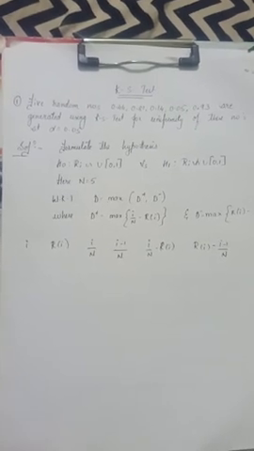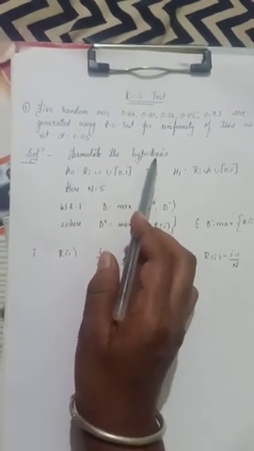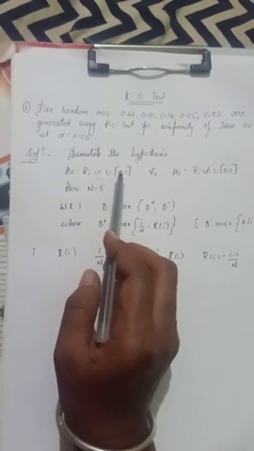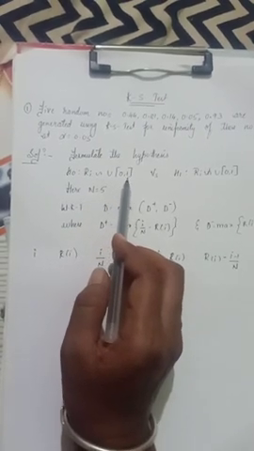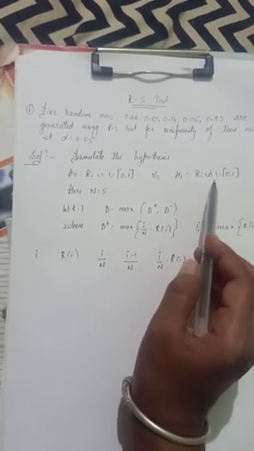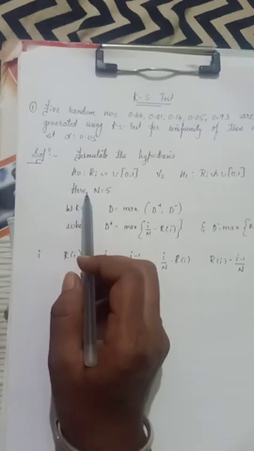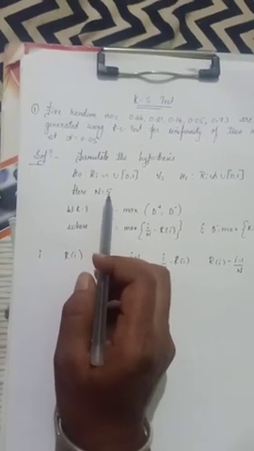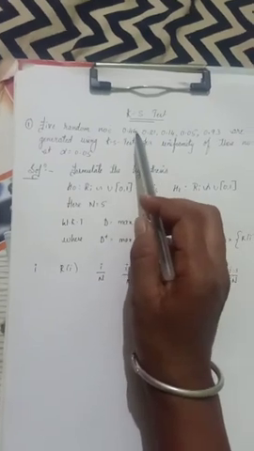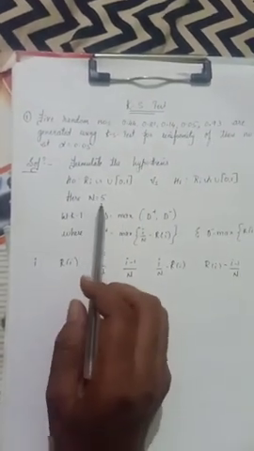So the first step is to formulate the hypothesis. That is, hypothesis H0: the random numbers are uniformly distributed between 0 and 1, versus hypothesis H1: Ri is not uniformly distributed between 0 and 1. Now here n is nothing but the number of random numbers they have given. You can see there are 5 numbers, 1, 2, 3, 4 and 5. So n will be 5.